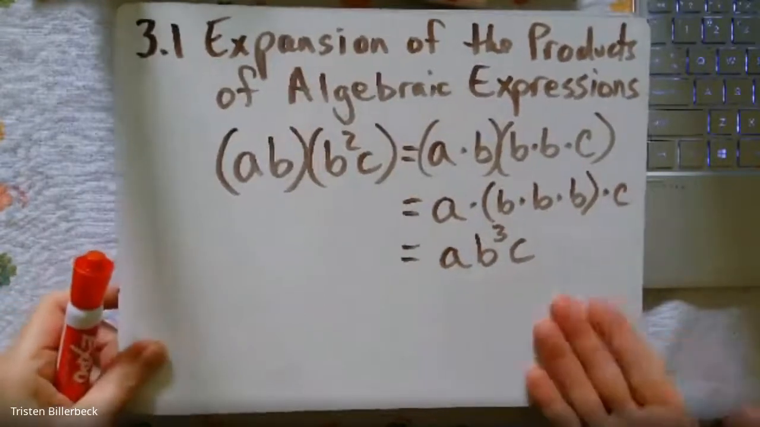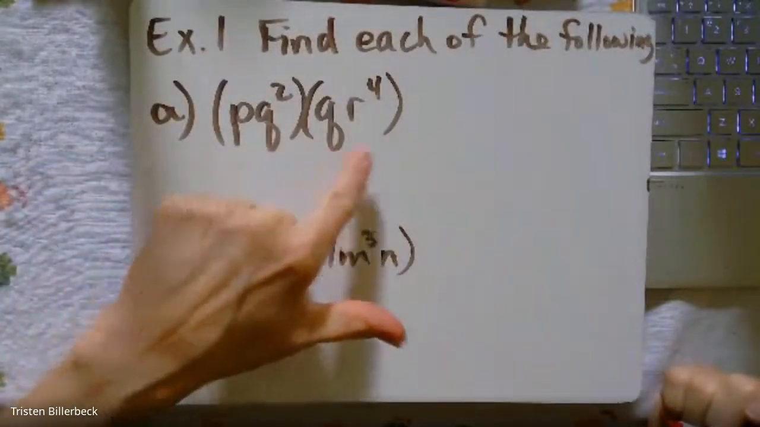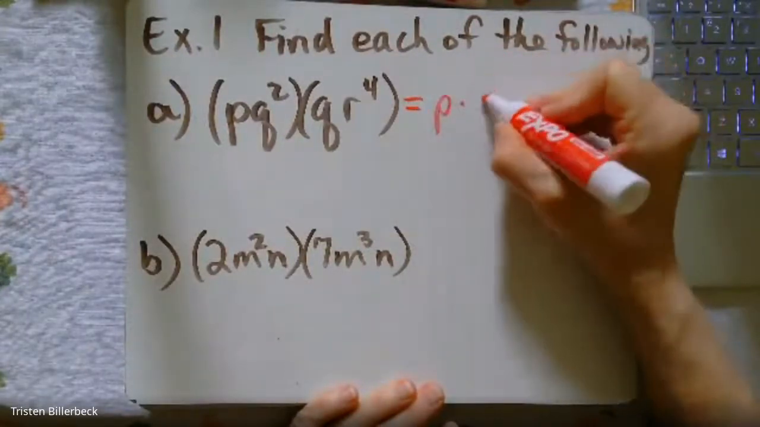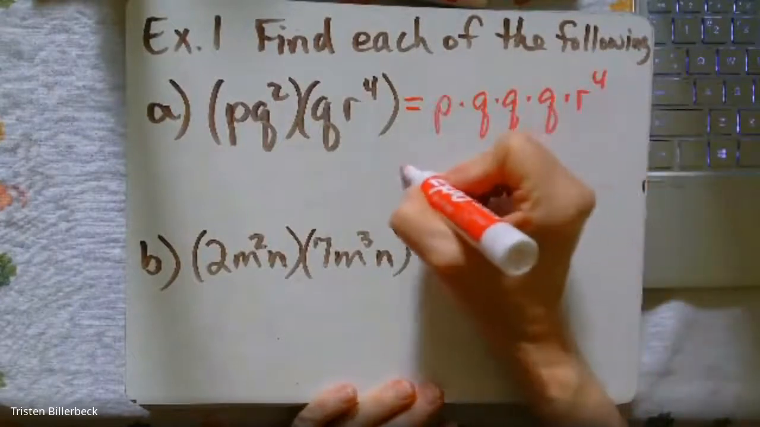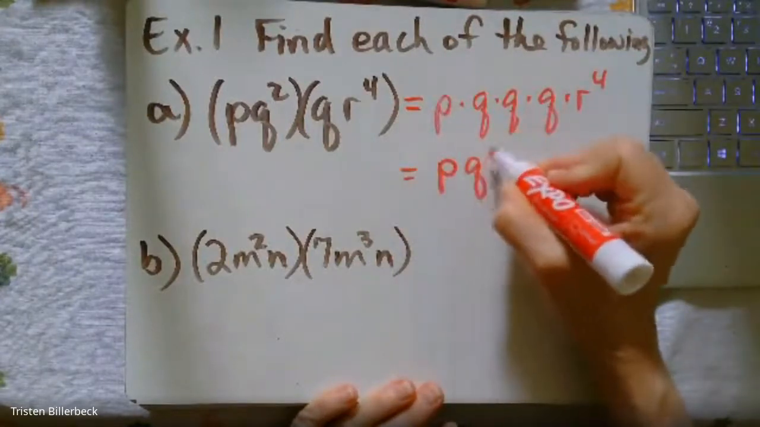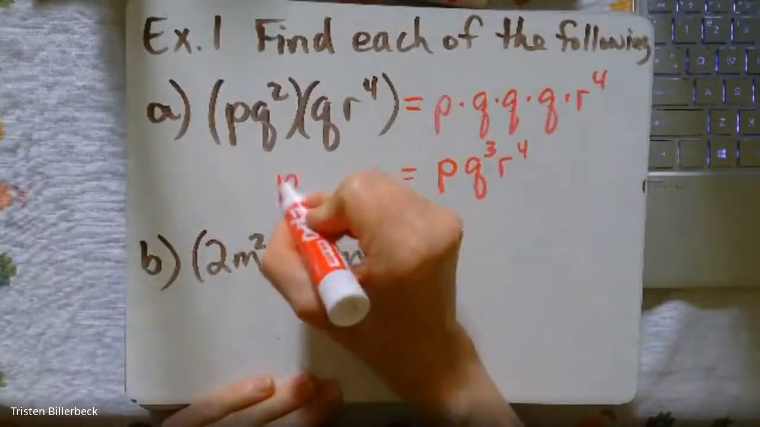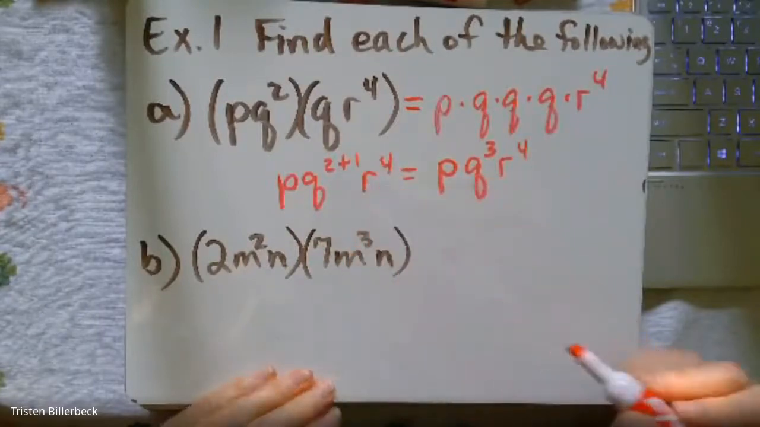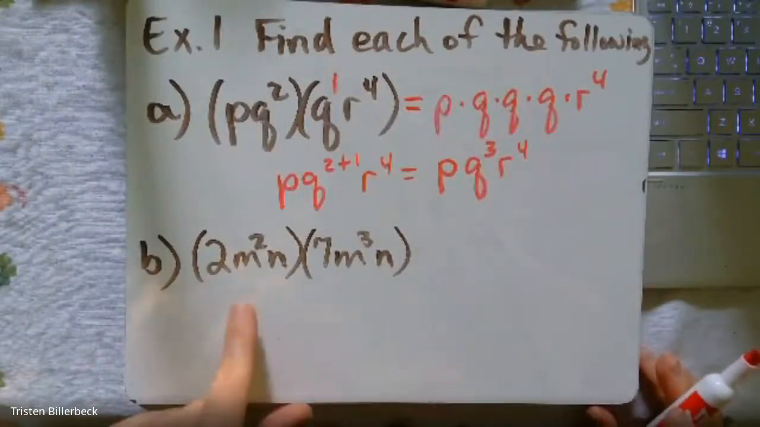All right, so we're going to expand on this now. Let's say we have pq squared times qr to the fourth. If we look at this and expand it, we have p times q times q times q times r to the fourth. Well, this is just going to be pq to the third r to the fourth. We could have also gotten it this way: pq to the 2 plus 1 r to the 4th, because if you remember, there's a 1 right there that we wouldn't normally write.